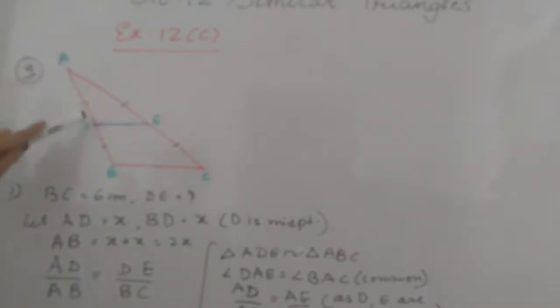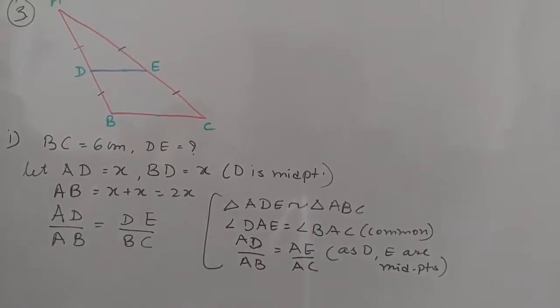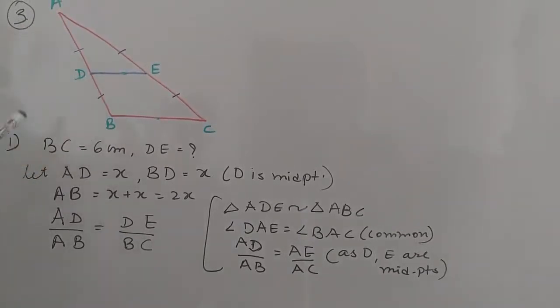So midpoint means the AD and BD ratio is the same. Also AE and EC are also the same. Now calculate DE. We want to calculate this DE value if BC is given as 6, so I have written BC 6. Now you can see that we are given AD and BD equal, meaning midpoint. So I write, let AD be equal to x, so BD is also x. Why is it like this? Because D is the midpoint, so both the parts are equal. So what is AB? The whole value of AB, x plus x, becomes 2x. So right here AB is 2x.